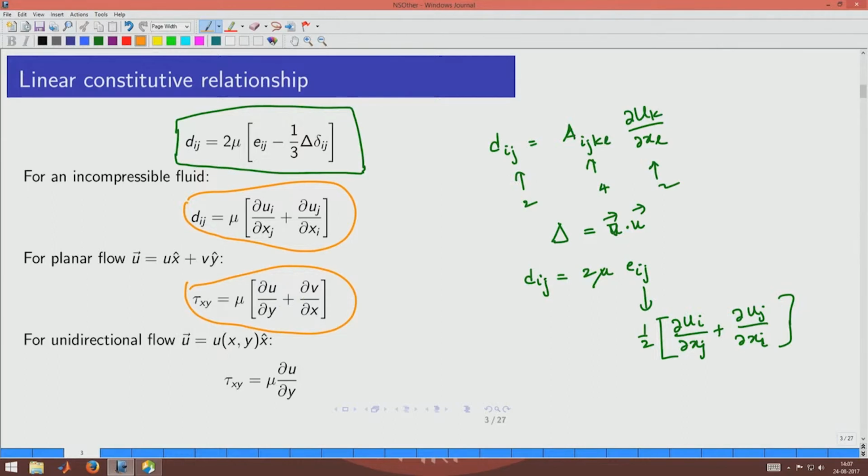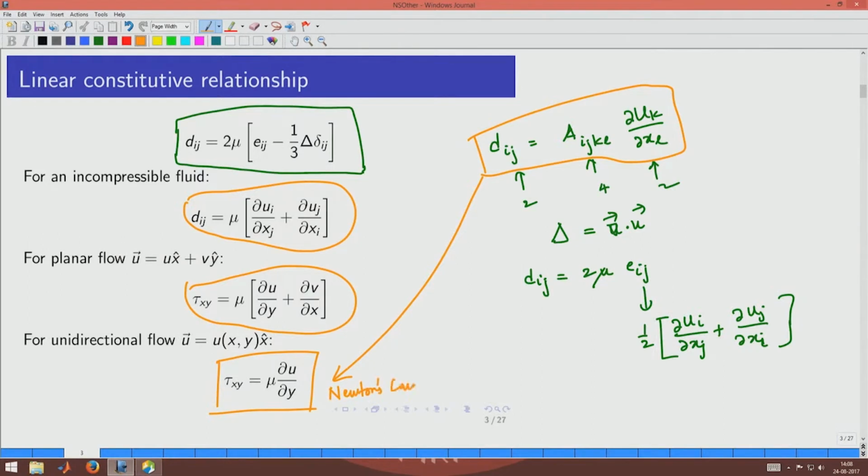And if the flow happens to be unidirectional, then you have only one velocity component, which means that this is the expression that we come about, which means that you can see that the most general form happens to be here, and this is a 1D version of it, and it is this version which actually is called Newton's law for viscosity.